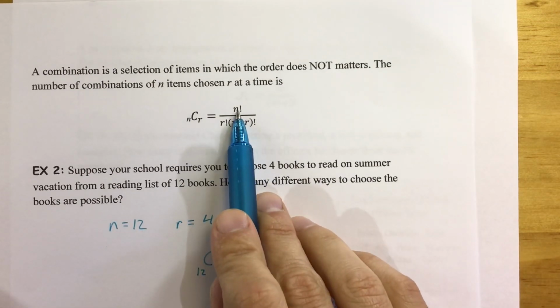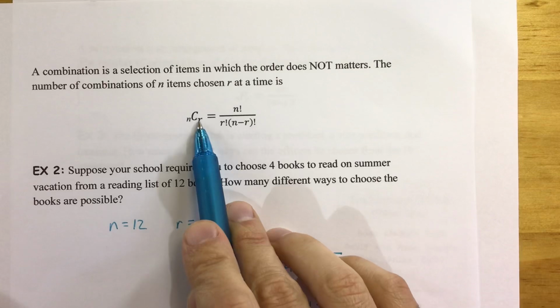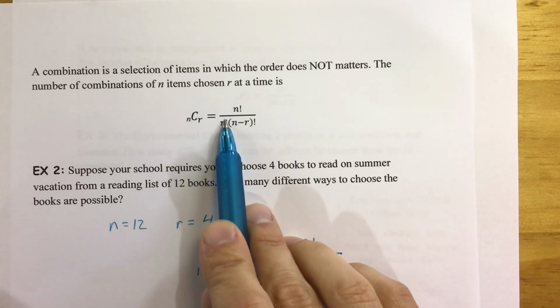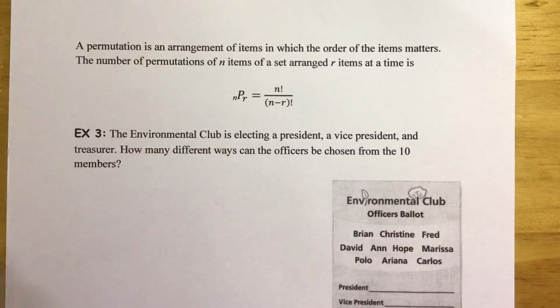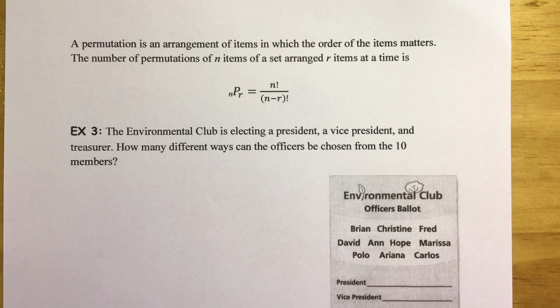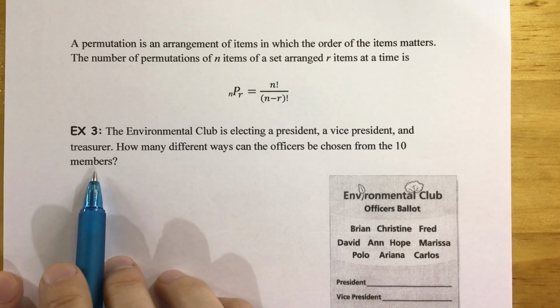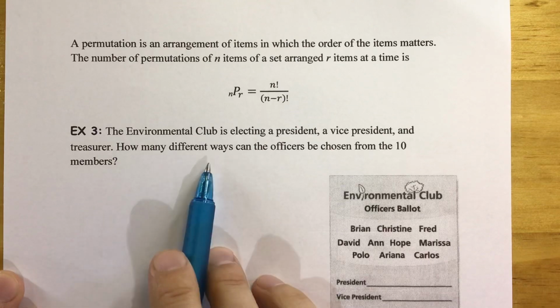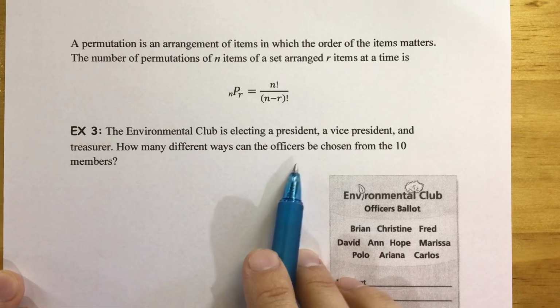So let me show you that real quick. They both have these. The difference is with a combination, you're going to have that r factorial on the bottom. So fairly close to what the other one looks like here. All right, our example: an environmental club is electing a president, a vice president, and a treasurer. How many different ways could the officers be chosen from the 10 members?